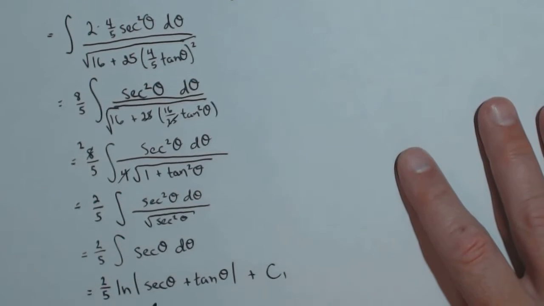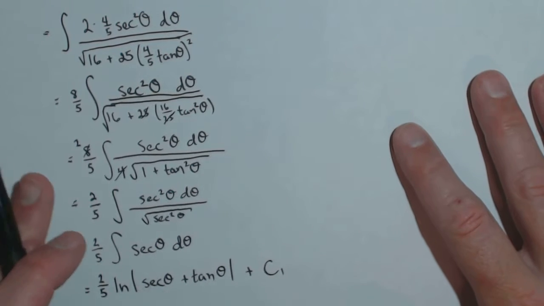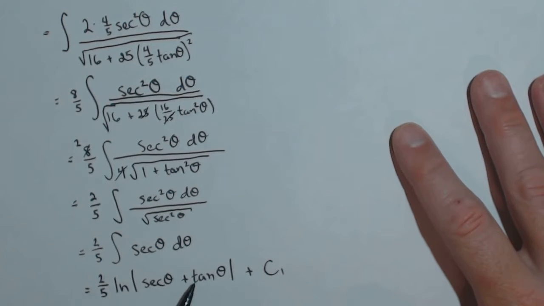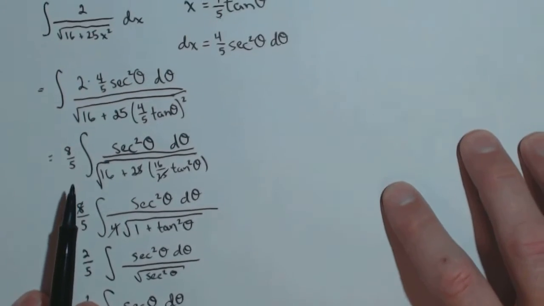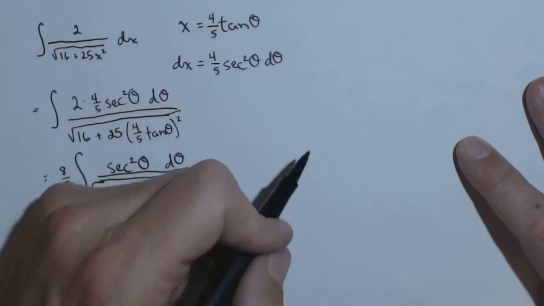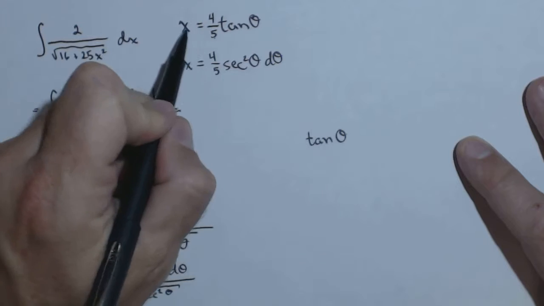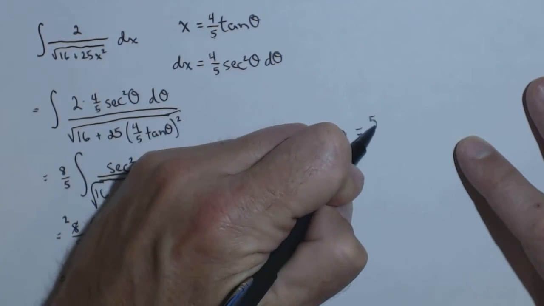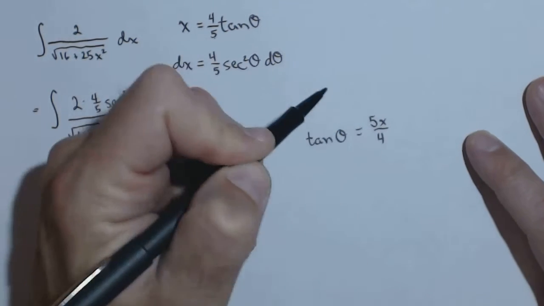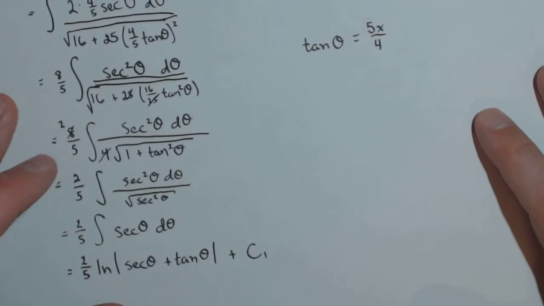But I'm going to put a 1 on that c, and you're going to see why as I go to simplify this to match up with integral tables. Now, we need to know what tangent theta and secant theta are, though, in terms of x. Tangent theta we already have. I just need to solve this for tangent theta. So that tells me that tangent theta, cross multiply here, equals 5x over 4.